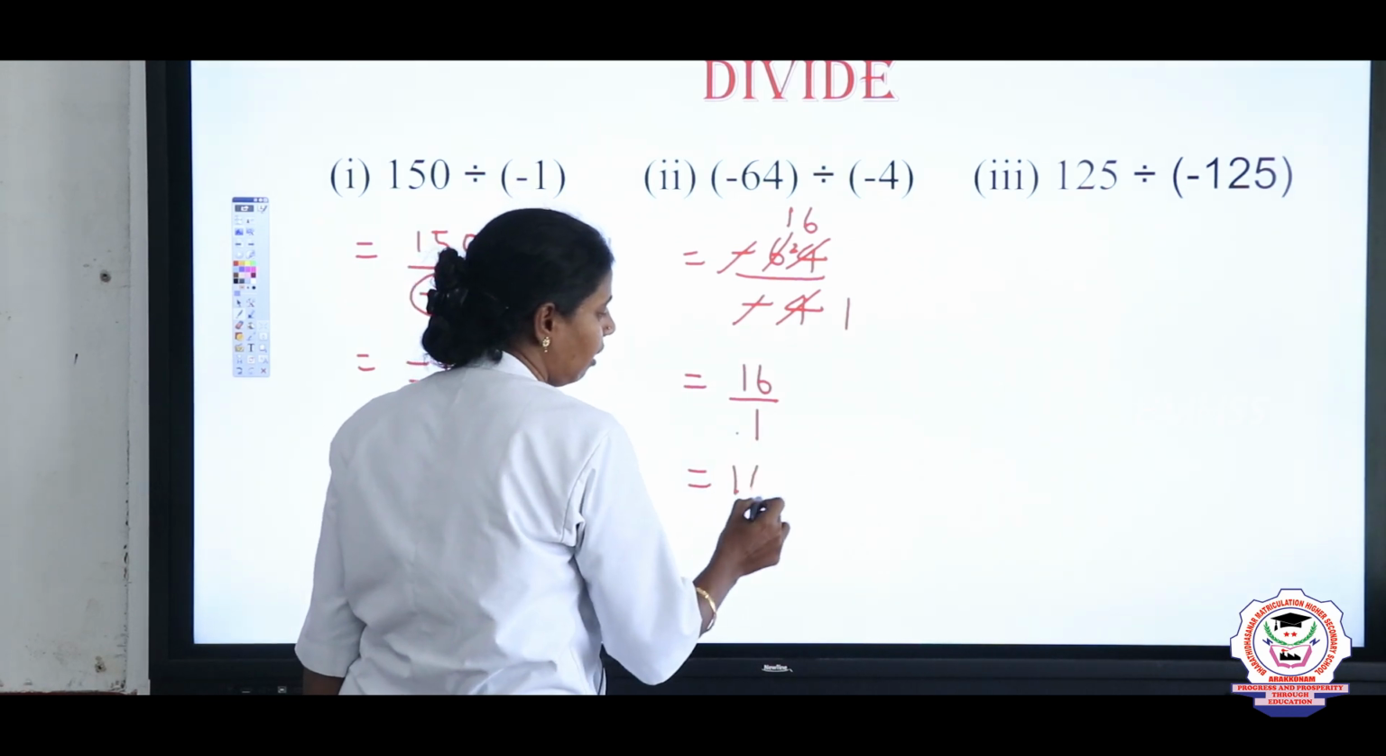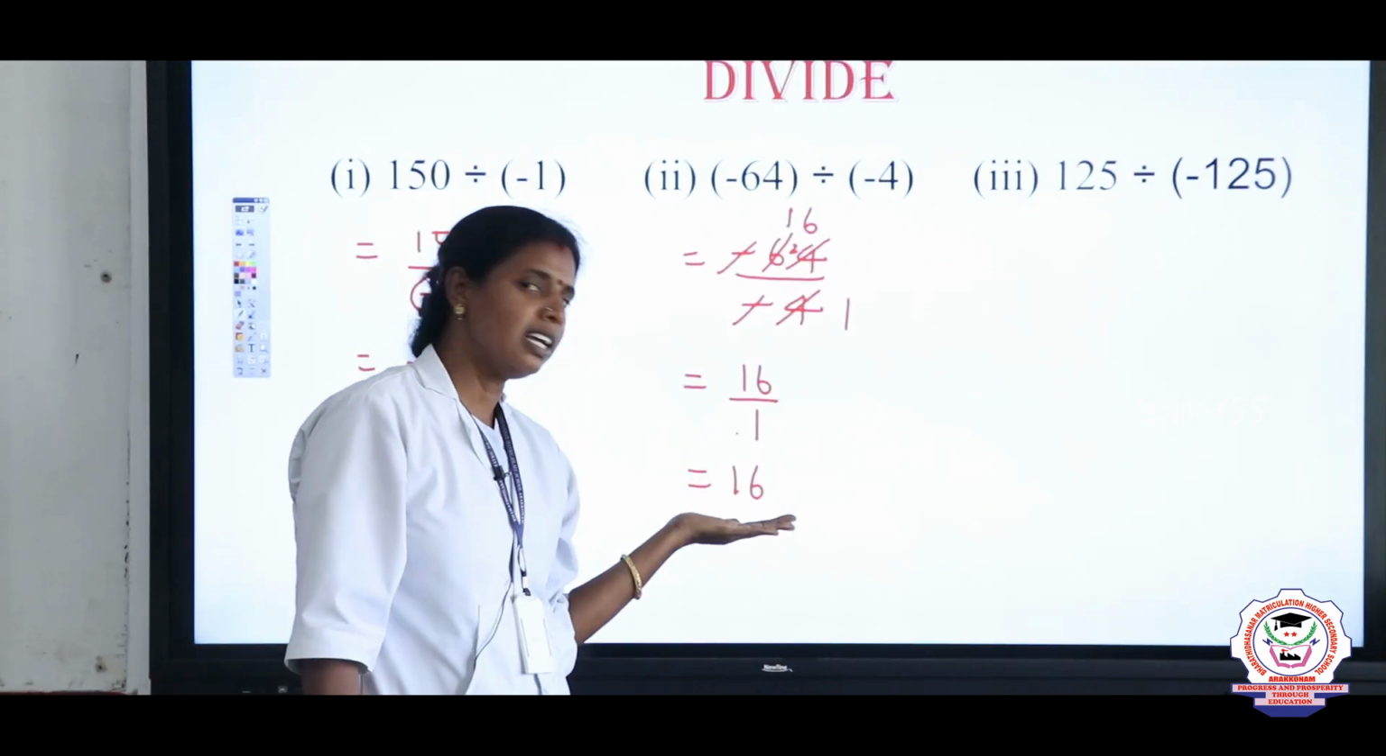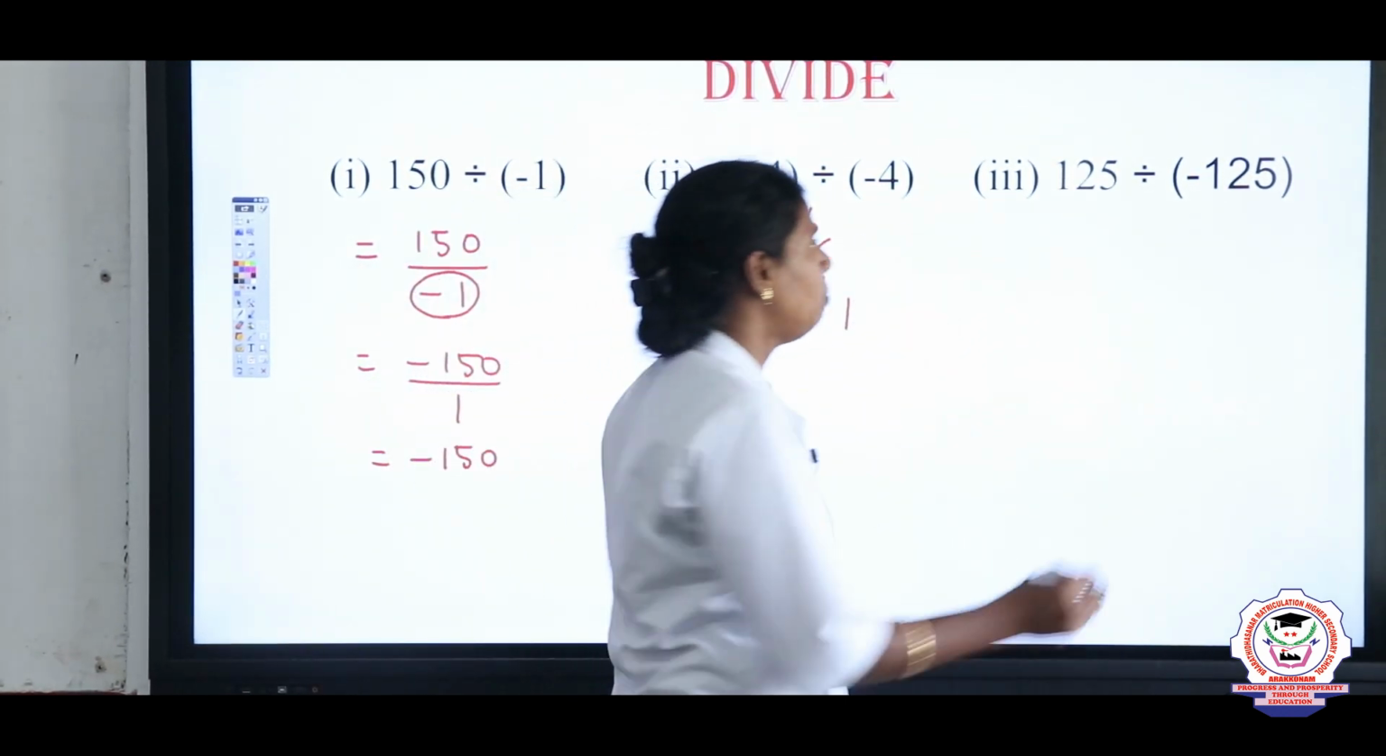16 by 1 we can write as 16. So, both the dividend and divisor are negative. The answer is positive.